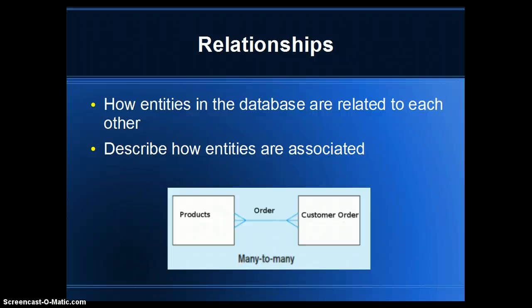For part 2, we'll start with relationships. Relationships are how entities in the database are related to each other, and they describe how entities are associated. Here you can see a many-to-many relationship between the products entity and the customer order entity. One customer can order many products, and one product can be in many customer orders.